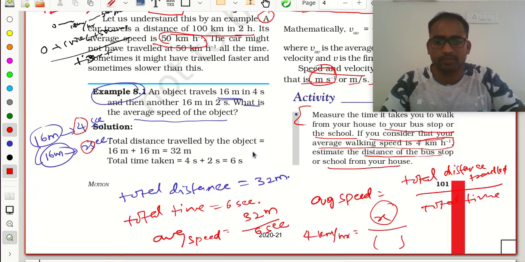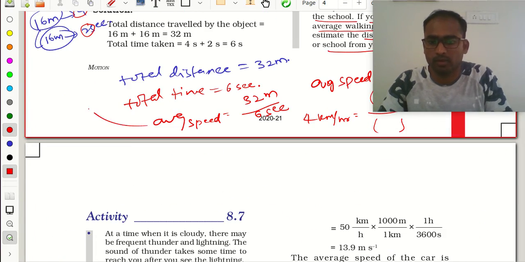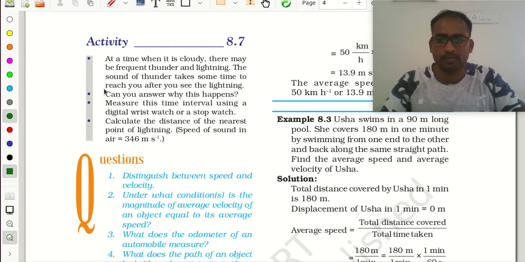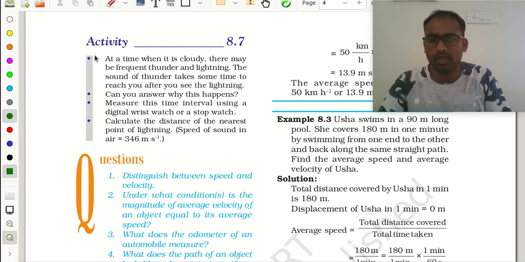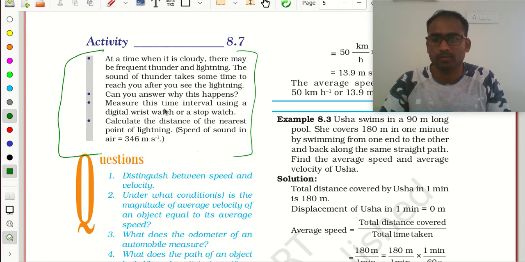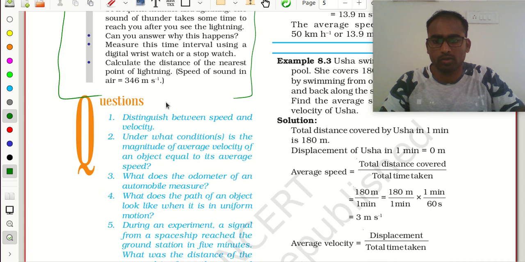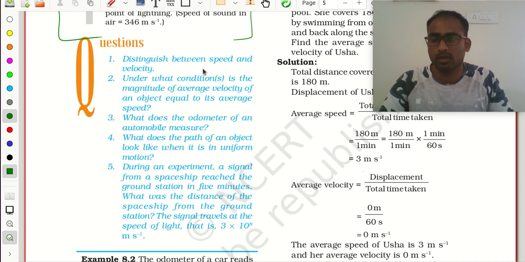So here it is 5.33, and what is the unit? Meter per second. Okay, is this clear? Yes. And please go through the activity. This is easy only, and if you have any doubt, you can discuss it in the after next class.